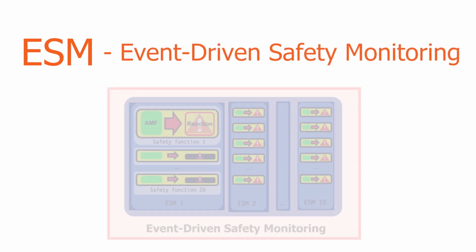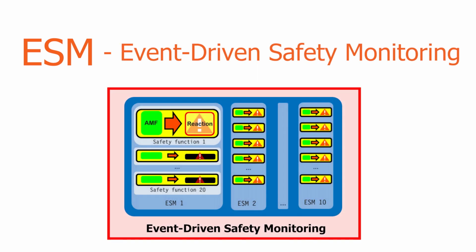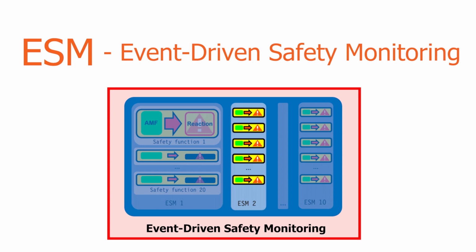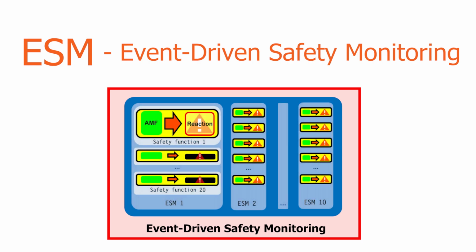Lastly, ESMs, or event-driven safety monitoring functions, make it possible to switch between different safe states depending on the situation. Up to 10 of these ESMs can be defined, and per ESM, 20 AMFs can be defined. These ESMs can be switched either in the background application or programmatically in the robot application. Once a safety function of the active ESM state is violated, a safety stop is triggered.